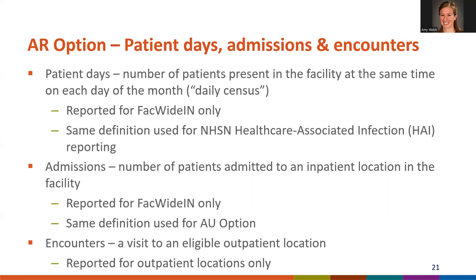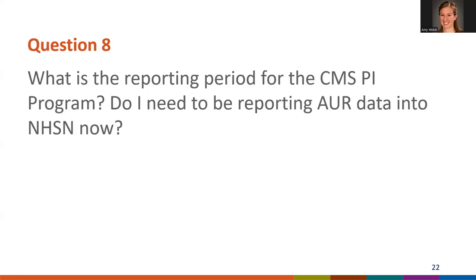And then for the AR option, we get patient days, admissions, and encounters. So patient days you're probably very familiar with, the number of patients present in the facility at the time of the once daily census. That's reported for the FAC-wide in only, and is the same definition used in HAI reporting. Admissions, again, I won't repeat myself, but it's the same definition as used in AU reporting. And then lastly, encounters is counted as a visit to an eligible outpatient location. And again, that's reported for the outpatient locations only, the ED, pediatric ED, and 24-hour observation area.